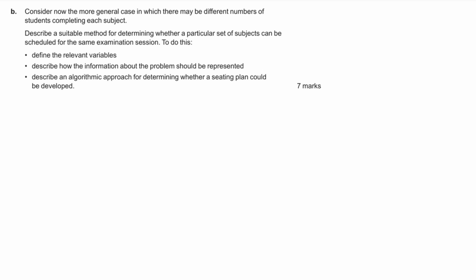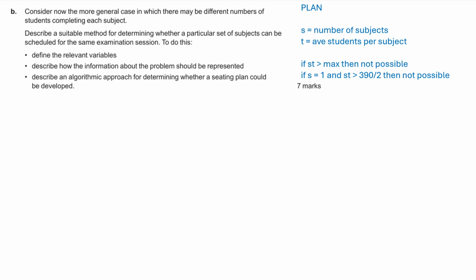Our final question. Here we go. I've mentioned throughout this video that we want to plan and think about our answers before we get into them. And we do obviously want to talk about, I mean, it says define the relevant variables. Well, let's just jump into that and say, yeah, number of subjects, average students per subject. There's a bit of flexibility here. We might have had an array showing the number of students in each subject.